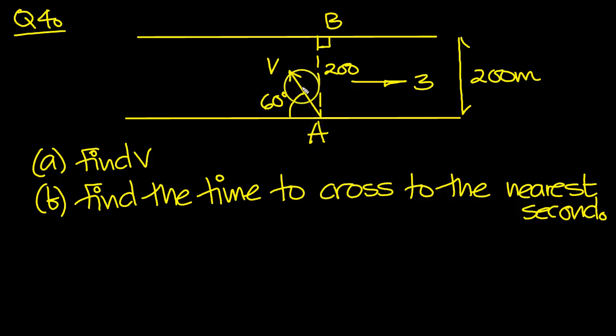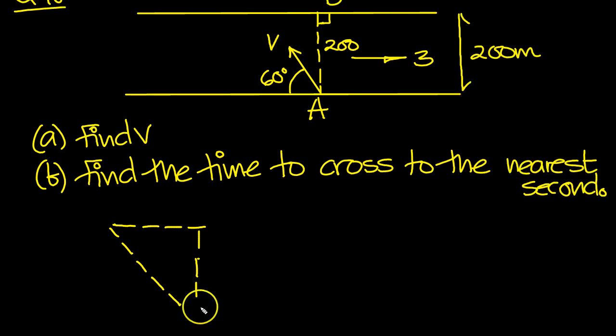This boat goes in the river at this angle, and as it goes along it will go back 3. So it goes along v, then it goes back 3, and the total distance is 200. So if we think about the triangle that forms, it will be this triangle here, and then we've got this here, haven't we? Okay, this is 60, so this angle here is 30, isn't it?